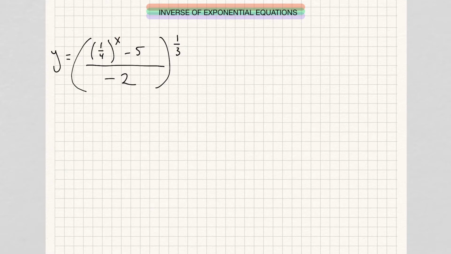as the exponent here. So the first thing you want to do when finding the inverse is you want to swap out the x and y. Okay, so here we have the y, here we have the x. We're just going to simply swap those out. So we could write it like this.